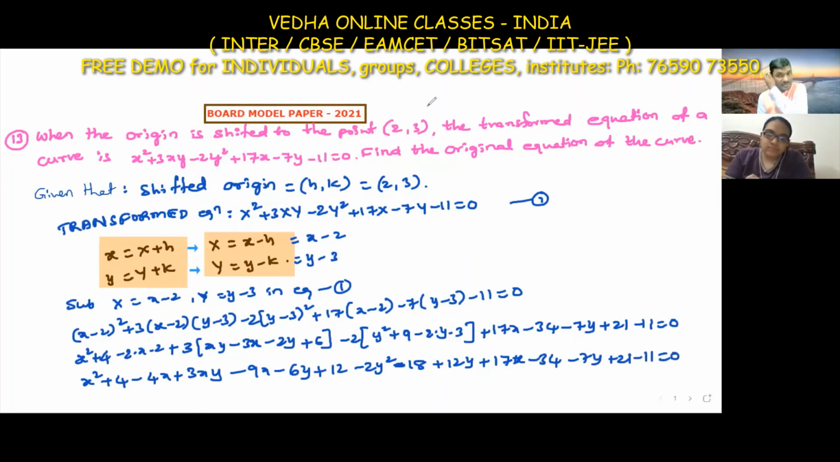Write the answer here, simplify and write. The x square term we have only one, the xy term also only one, that is 3xy, and the y square term also only one, that is minus 2y square.